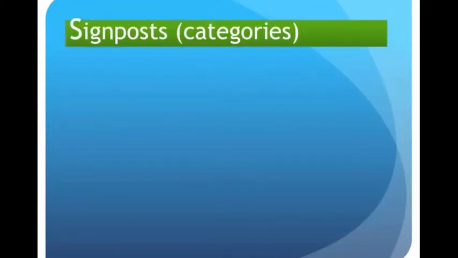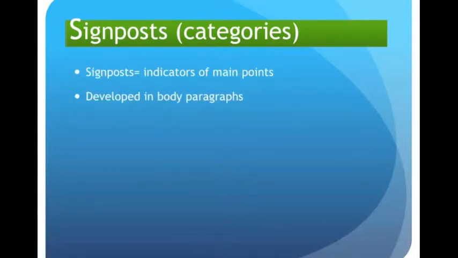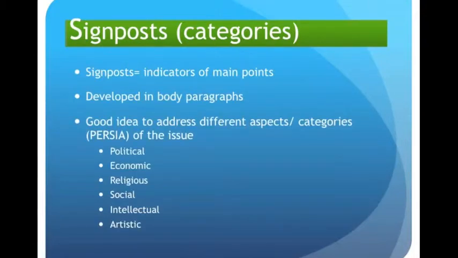You also need signposts or categories, which include subcategories that support your idea in the thesis, which you elaborate on in your developing body paragraphs. A good way of addressing the different aspects or categories of the issue is by using the PERSIA formula, which stands for political, economic, religious, social, intellectual, and artistic.